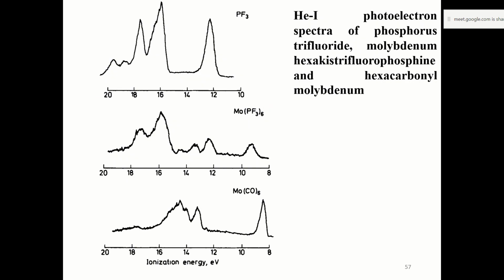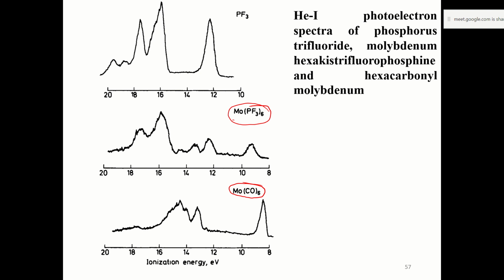Okay, so let's see this graph first, then we'll try to understand. PF3, pure PF3. The first graph that you see is of PF3, the ligand. So what do you see here? One, this is for PF3. Then the next graph is for MO PF3 6, and the third one that you see is MO CO 6. So these are both molybdenum compounds below, and above is a ligand, the PF3 one. So the PF3 ligand, as PF3 in metal complexes.